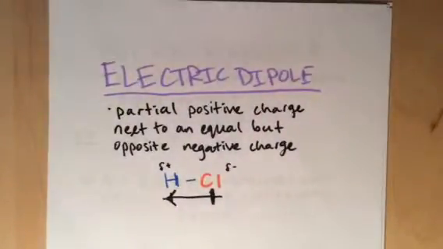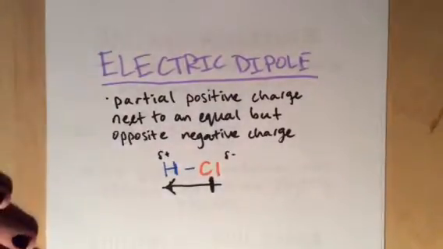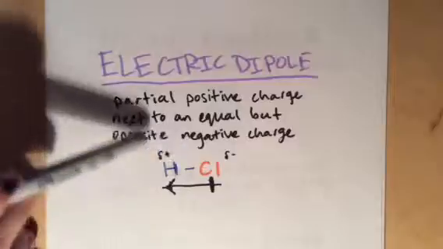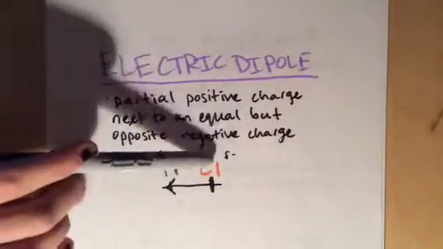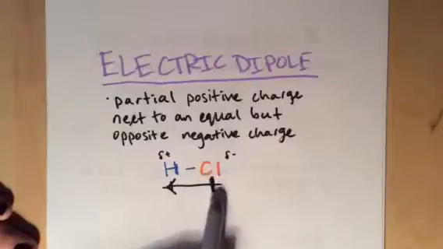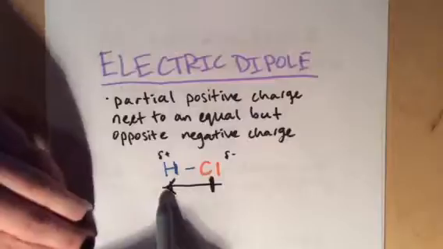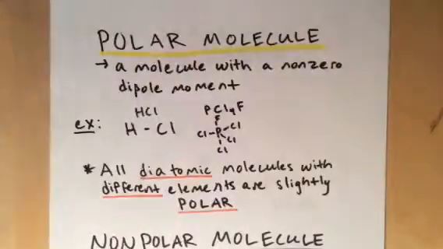And when a partial positive charge is next to an equal but opposite negative charge, that creates an electric dipole. For an example, HCl here, because hydrogen has the partial positive charge and chlorine has the partial negative charge, the dipole moment is depicted here, where the arrow points towards the slightly positive charge.